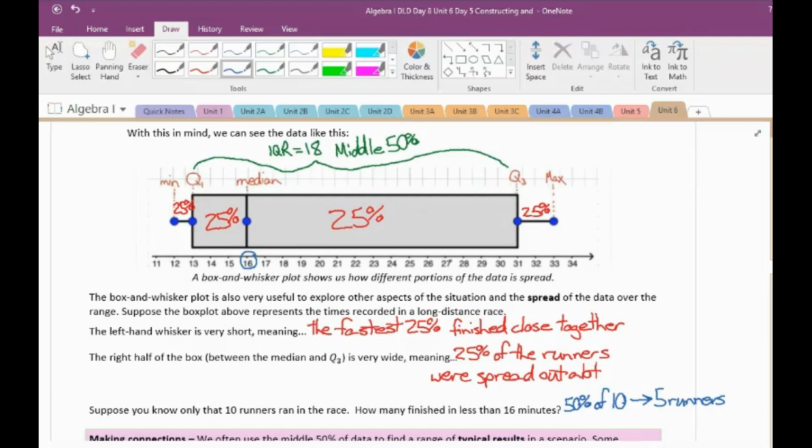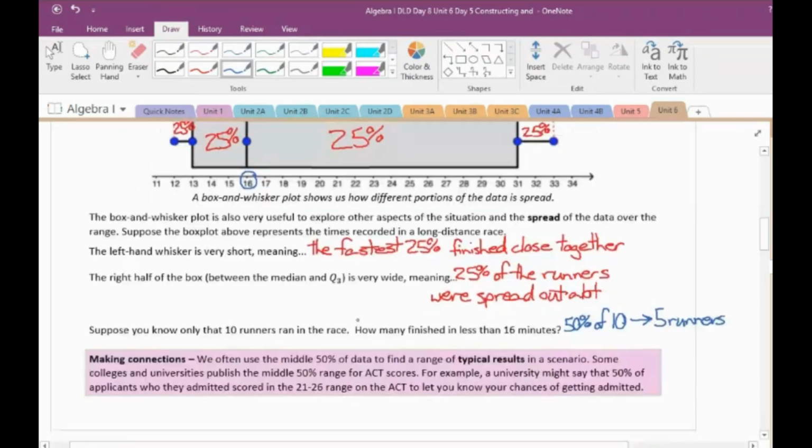One other thing, I told you I'd mention this, but that middle 50%, you'll see in a few years when you start looking at colleges, you might see different colleges or universities give you a range of ACT scores or SAT scores. And that middle 50% is often given as a typical result. It's not the absolute best. It's not the absolute worst, like in a race, the fastest or slowest, but it's the typical runner. The typical runner in this race would finish between 13 and 31 minutes.